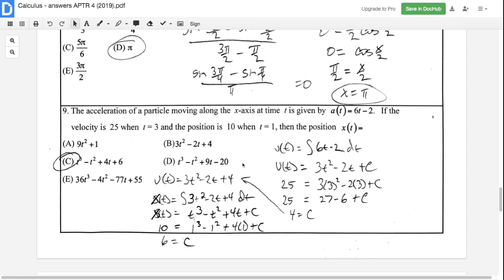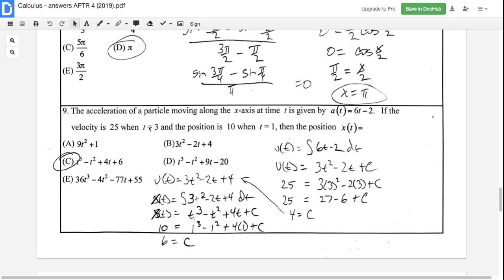And then once I figure out what velocity is, then I can integrate velocity and I can get position. So here, to get velocity, I need to integrate acceleration. Integrate 6t gives me 3t squared. Integrate 2 gives me negative 2t. Don't forget the plus c.